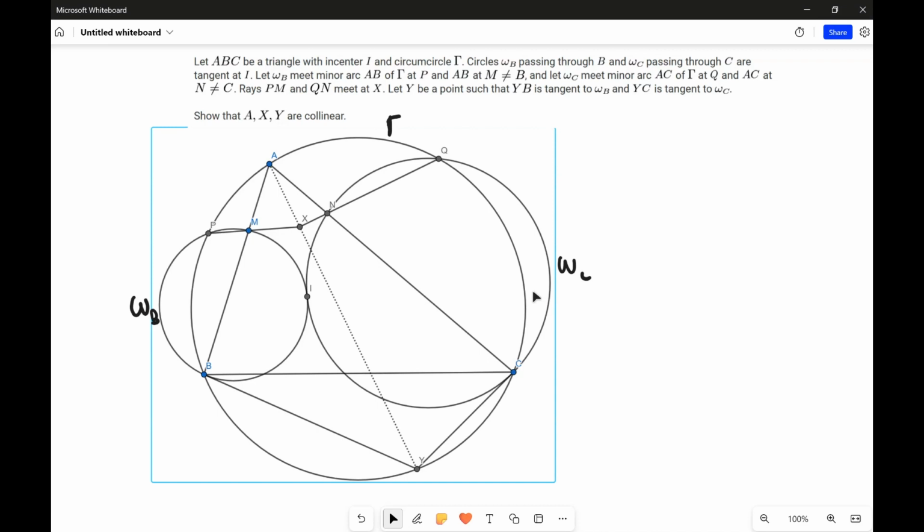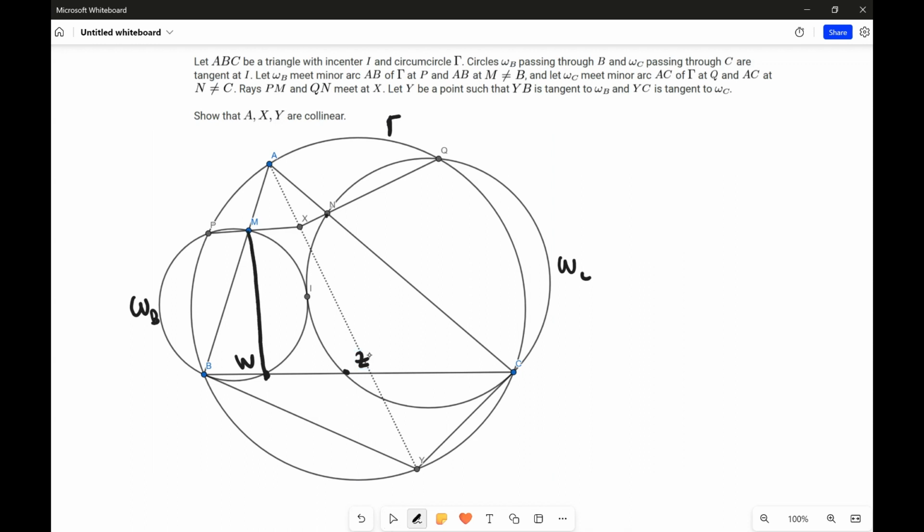Now that we know that Y lies on gamma, we can focus on more details of the problem. First of all, we have these two unmarked intersections, so might as well draw them. Let's go ahead and call them W, and then call that one Z. Then let's go ahead and draw MW and NZ because they are chords in the circle. And there we go.